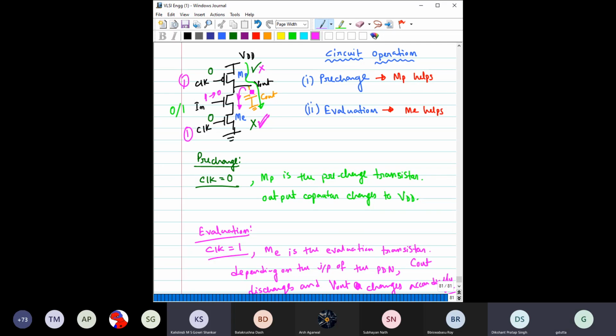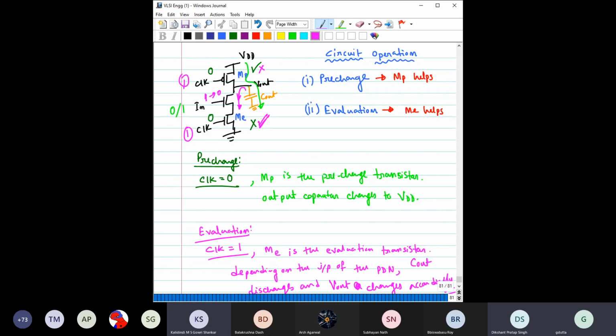Is this part clear to you? During the evaluation state, the output can respond only once and it cannot respond to any change within one evaluation cycle. So is this part clear to you? Okay.